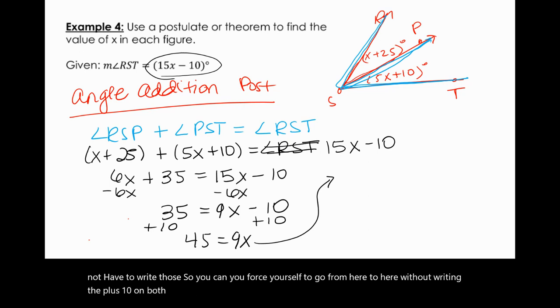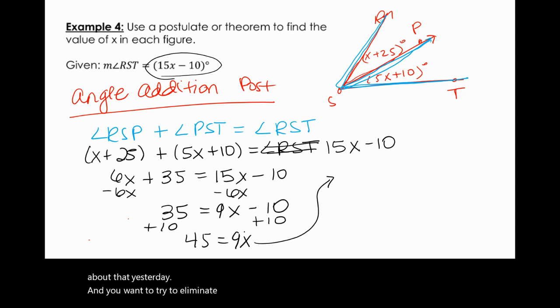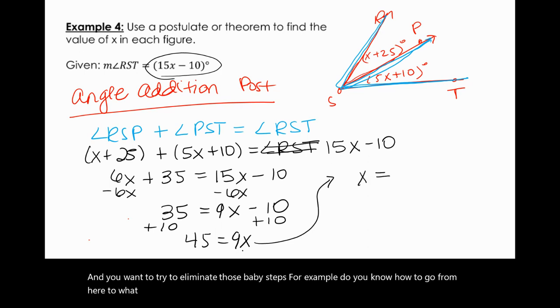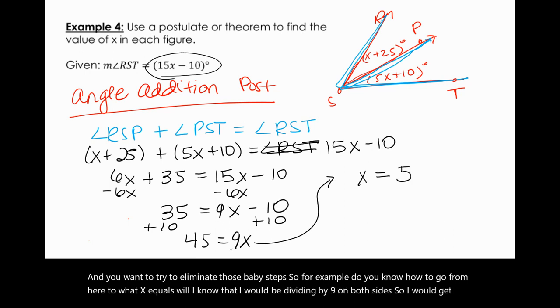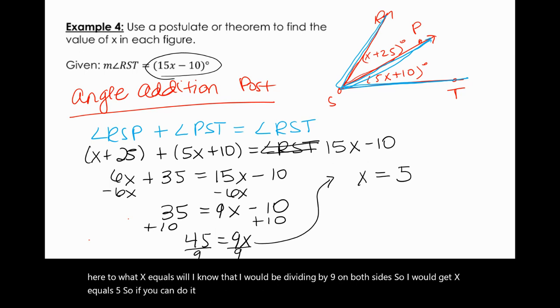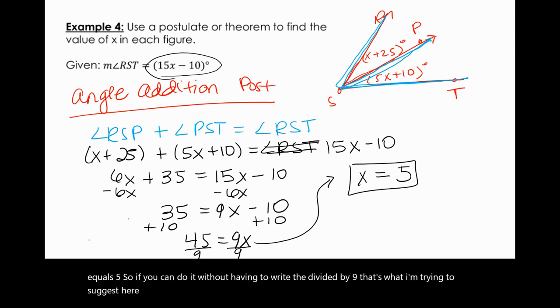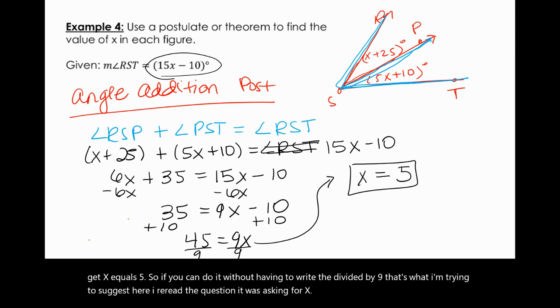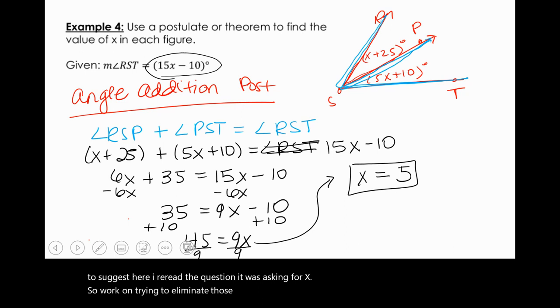The reason being is that if you were to do that in a calculus problem, you would run out of time, because remember, everything is timed. I talked to you about that yesterday. You want to try to eliminate those baby steps. So for example, do you know how to go from here to what x equals? Well, I know that I would be dividing by 9 on both sides, so I would get x equals 5. If you can do it without having to write the divided by 9, that's what I'm suggesting here. I reread the question, it was asking for x. So work on trying to eliminate those baby steps, okay?